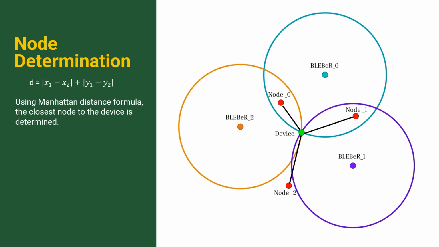Step 4 is determining the closest node candidate to the device using the Manhattan distance formula, where x1, y1 is the device coordinates and x2, y2 is the node candidate's coordinates. Once the closest node is determined, the heat level of that node will be increased by 1, which is step 5. These data processing steps will be iterated for 1 hour for all blabber groups.